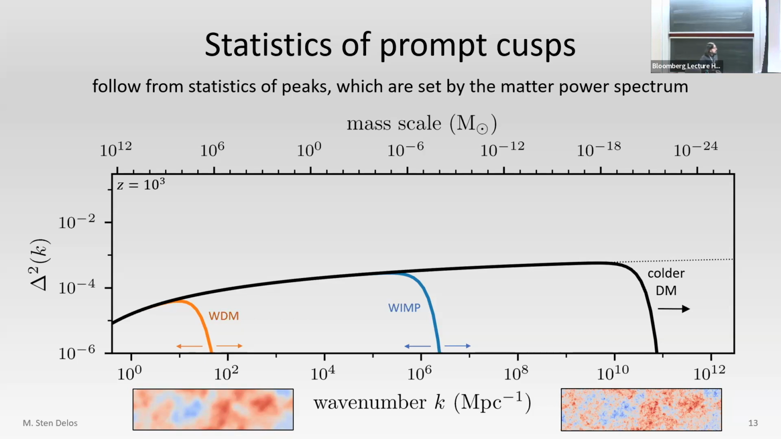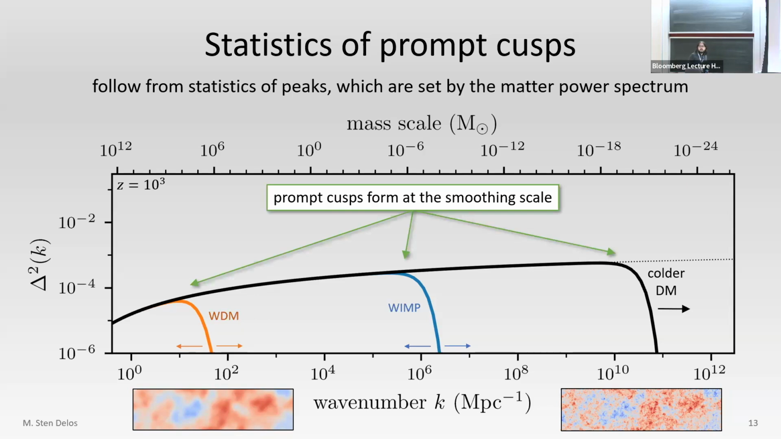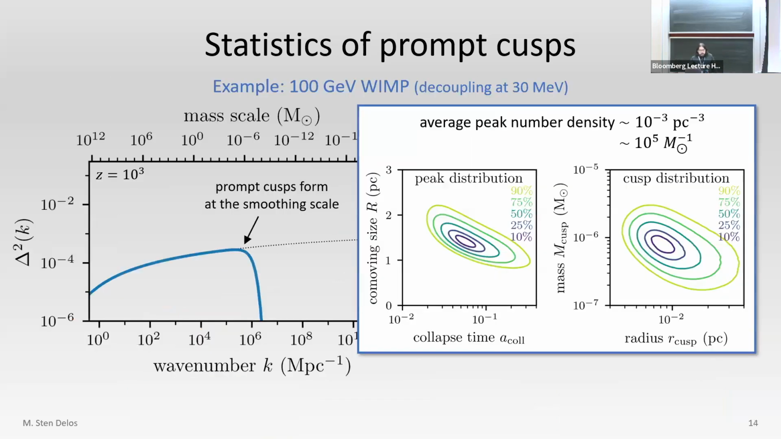And what's going to happen is that depending on your dark matter model, there is going to be some kind of cutoff in the power spectrum, and this is the smoothing scale. So for warm dark matter, this might be around dwarf galaxy scales. For weakly interacting massive particles, maybe around Earth mass. Or you could think about even colder dark matter. And the prompt cusps are going to form at that smoothing scale.